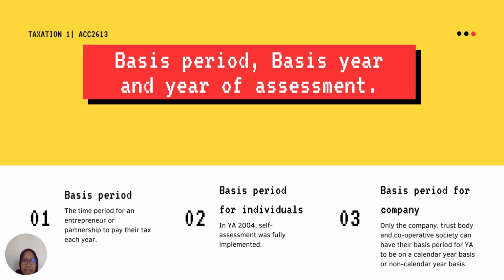It is to facilitate the taxpayer on estimation of income tax, payment of tax and submission of return. For company, only the company, trust body and cooperative society can have their basis period for year of assessment to be on a calendar year basis or non-calendar year basis. Other than that, LLP is also given the same treatment as company.